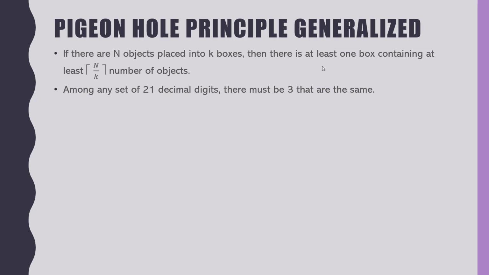So let's take a look at this example problem here. Among any set of 21 decimal digits, there must be 3 that are the same. You understand what that's saying? If I had 21 decimal digits, 21 single-digit numbers, at least three of them will be the same digit. Yep, makes sense?